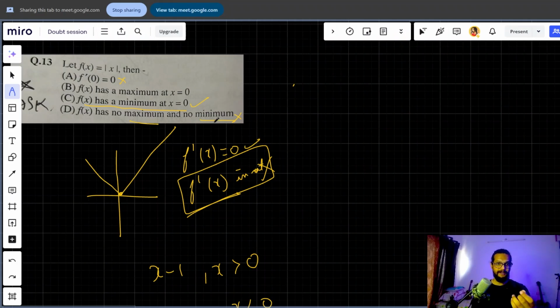Because minima and maximas does not mean that the differentiation has to be 0 at that point. There can be cases where the differentiation cannot be defined also. That could also be the case, right? So you have to check for that as well.